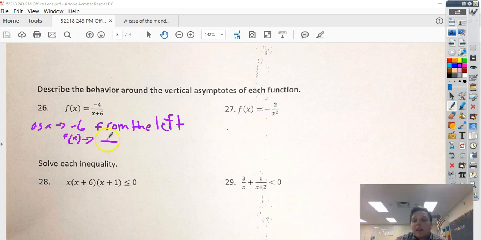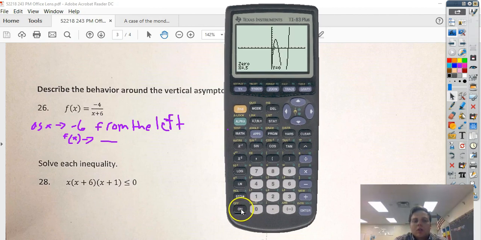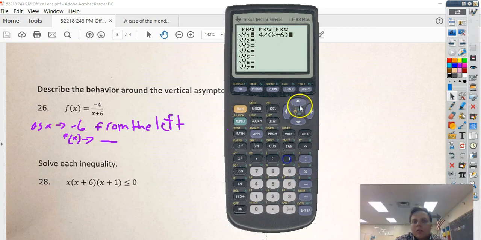I'm not going to write it all over again. I suggest you do, just like right below, say as x approaches negative 6 from the right, f of x approaches what? I'm not going to do that because I'm making a video and I'm cheating and being lazy. Alright, so we're going to say negative 4 divided by x plus 6. Remember, here's my vertical asymptote. What is y doing as I look at this from the left side? So x is approaching negative 6 from the left.